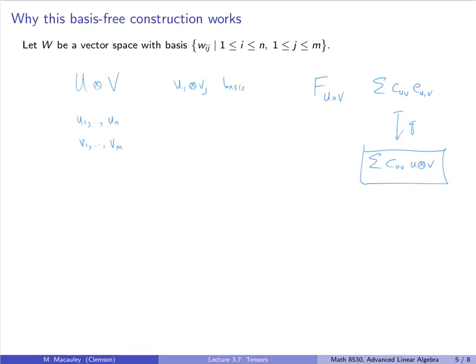Okay, so what we will do is we will construct an abstract vector space with basis Wij, where i goes from 1 to n and j goes from 1 to m. And then our goal is to somehow come up with a bijection between the Wij's and Ui tensor Vj.